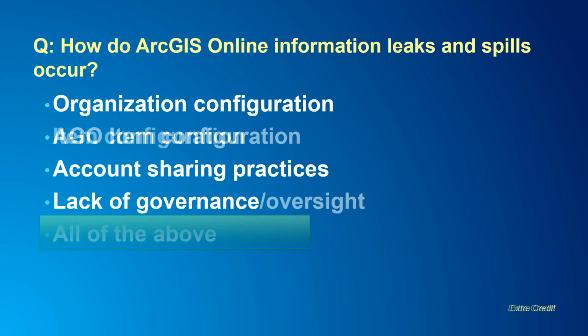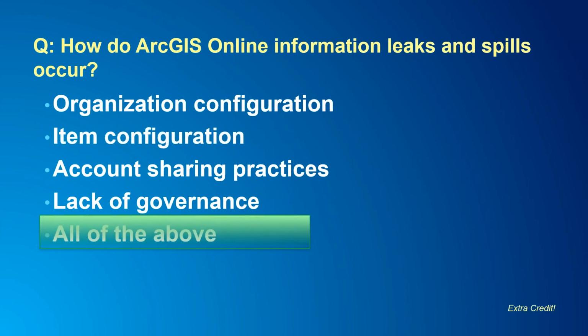Could it be related to account sharing practices, where maybe folks are sharing accounts between each other, or providing each other usernames and passwords and that kind of thing? Or finally, maybe it's just a general lack of governance and oversight, where peers and managers aren't taking the opportunity to review processes and review your items, users, and content there in ArcGIS Online.